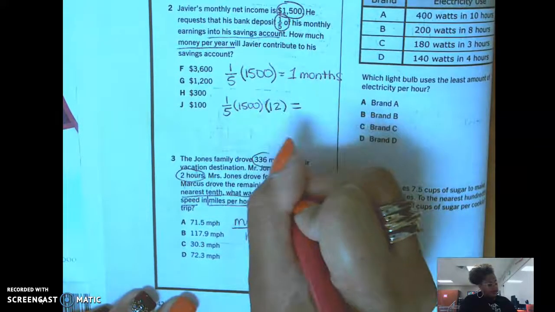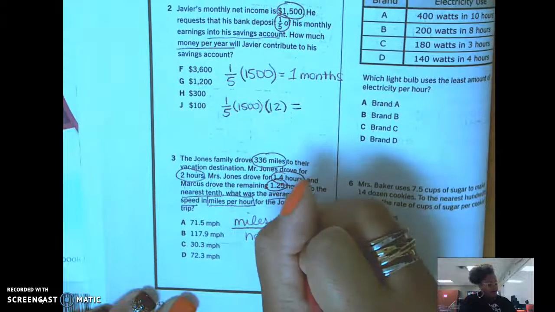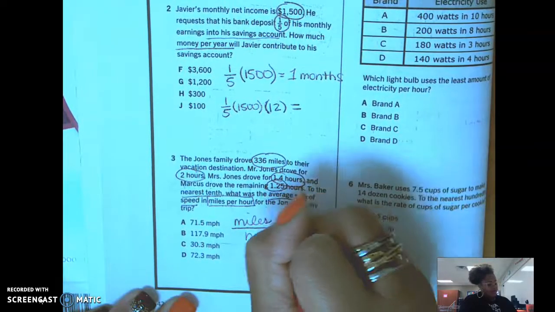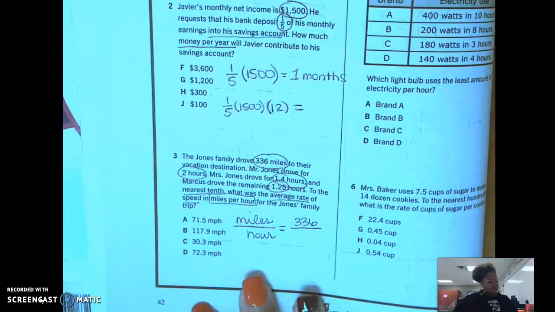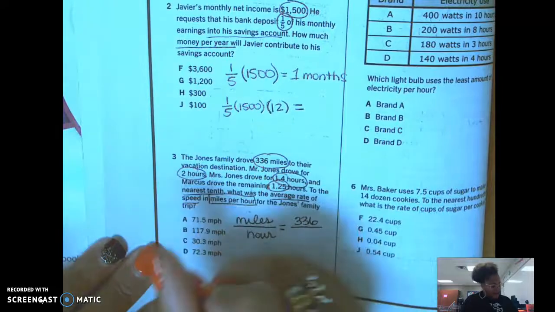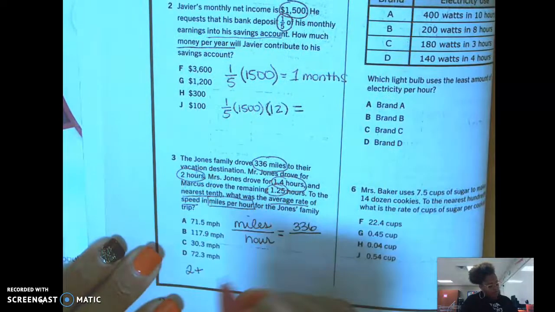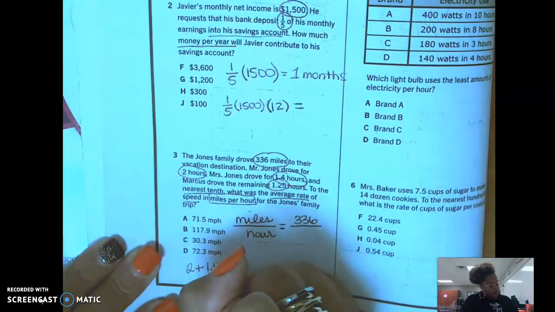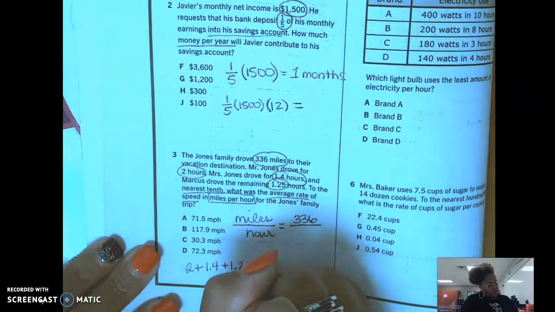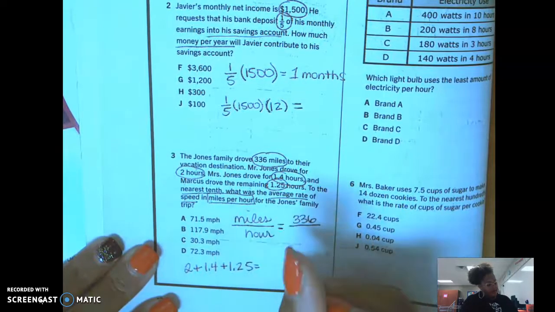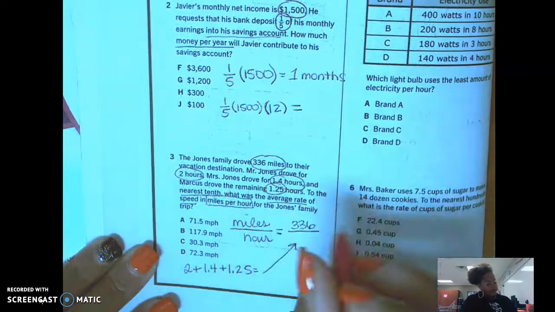They went 336 miles, so that goes on top. And then how many hours were traveled by everybody? I need to add that: 2 plus 1.4 plus 1.25. Then I will get a number and I will put it there, and then I will divide.